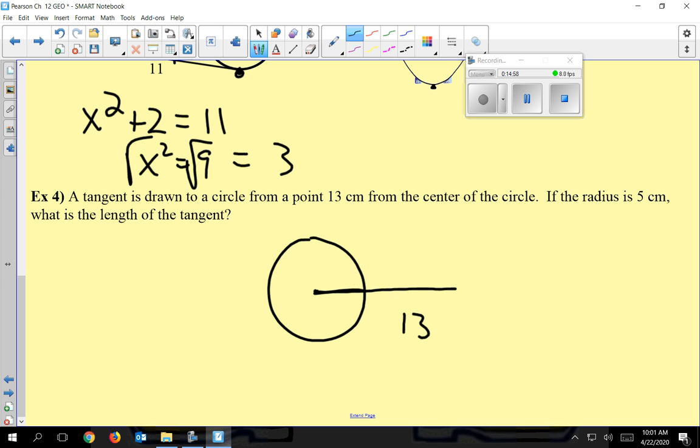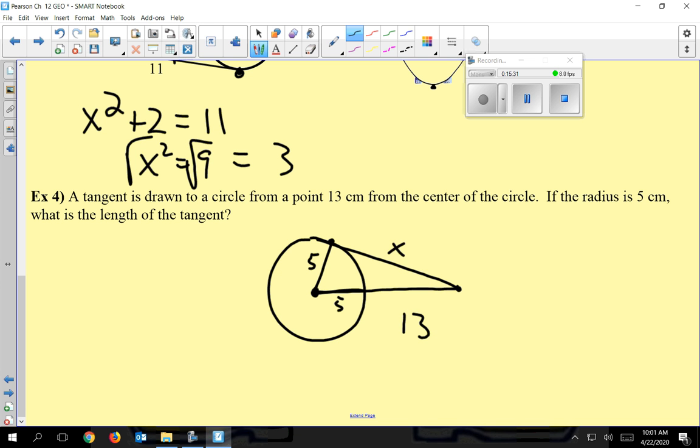So what I'm going to do is, from this point out here, I'm going to draw a line that I'm going to call tangent. So it's going to be to there. Okay. So I don't know how long that is. Okay. And then they tell me I have a radius that's 5 centimeters long. Well, this is 5 centimeters because that's a radius because it's drawn from the center, but I can draw another radius that's still 5 centimeters long. Okay.